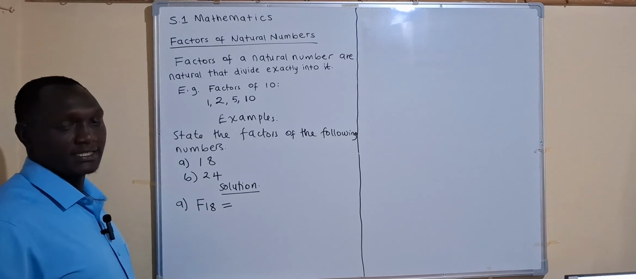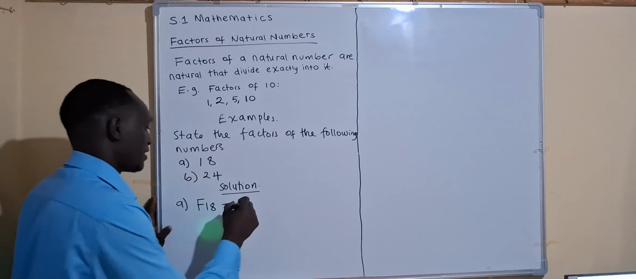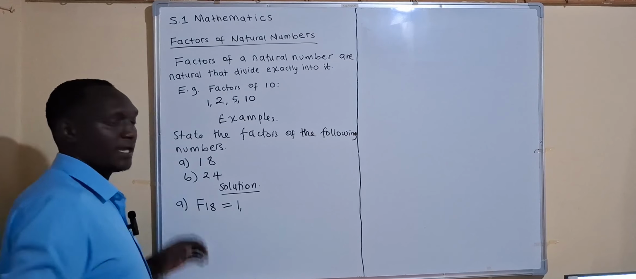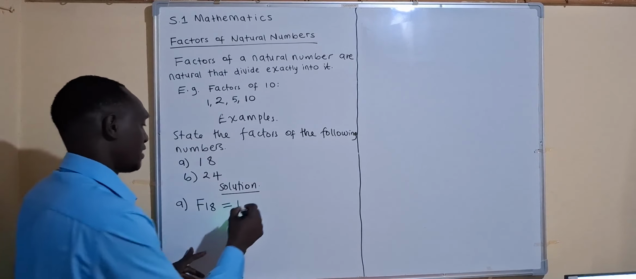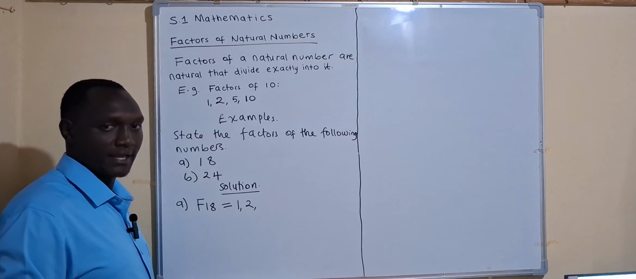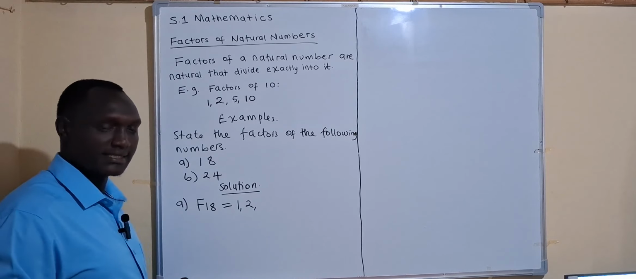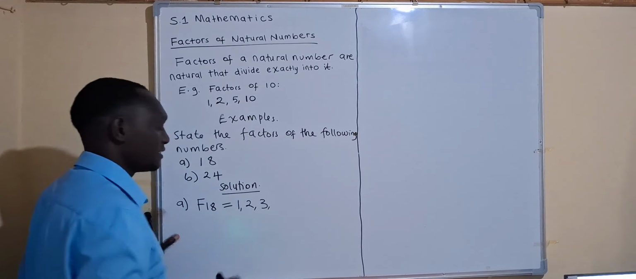18 divided by 1 is 18 and the remainder is 0. Therefore, 1 is a factor of 18. 18 divided by 2 is 9 and the remainder is 0. Therefore, 2 is a factor of 18. 18 divided by 3 is 6 and the remainder is 0. That qualifies 3 to be a factor of 18.